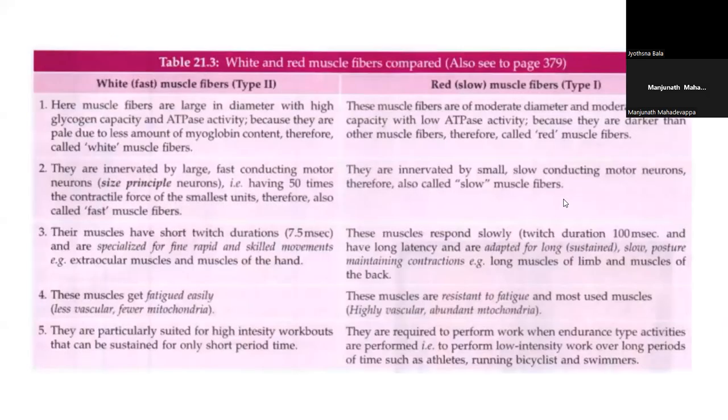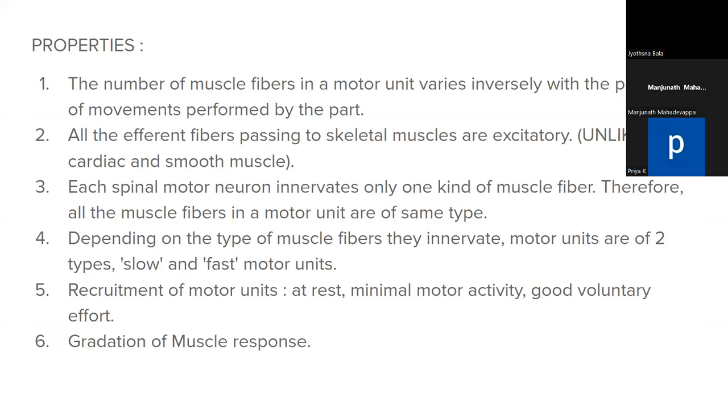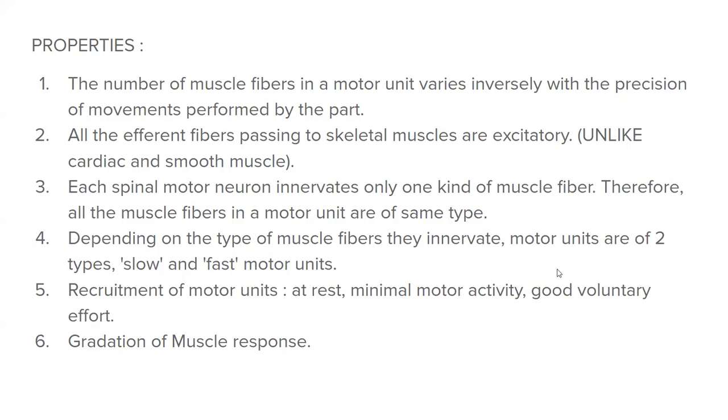There are two kinds of muscle fiber. We have your fast fibers and we have your slow fibers. We'll be talking about the difference. Depending on the type of muscle fibers they innervate, motor units are of two types, slow and fast motor units.